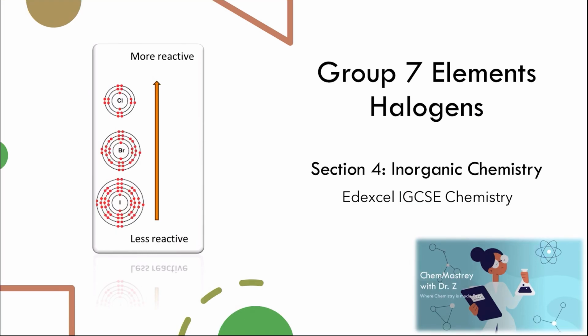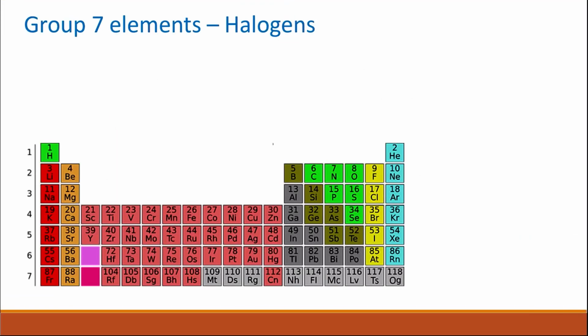Group 7 elements, halogens. Group 7 elements can be found at the right of the periodic table, and they are all non-metals. They exist as diatomic molecules. They include fluorine, chlorine, bromine, and iodine.